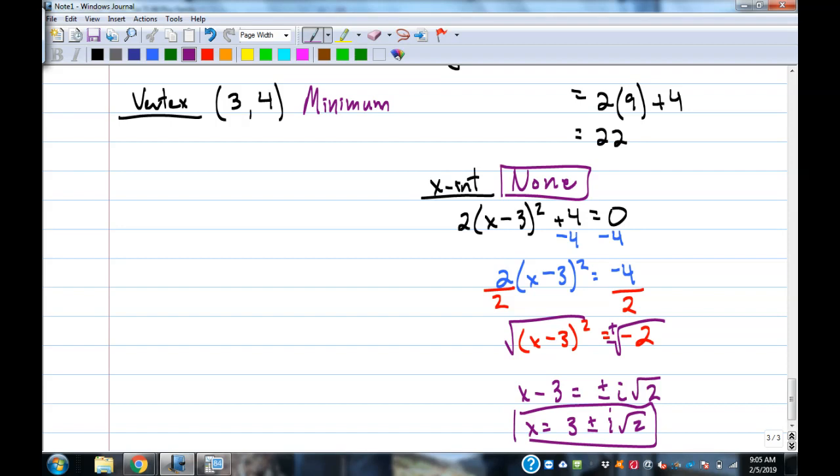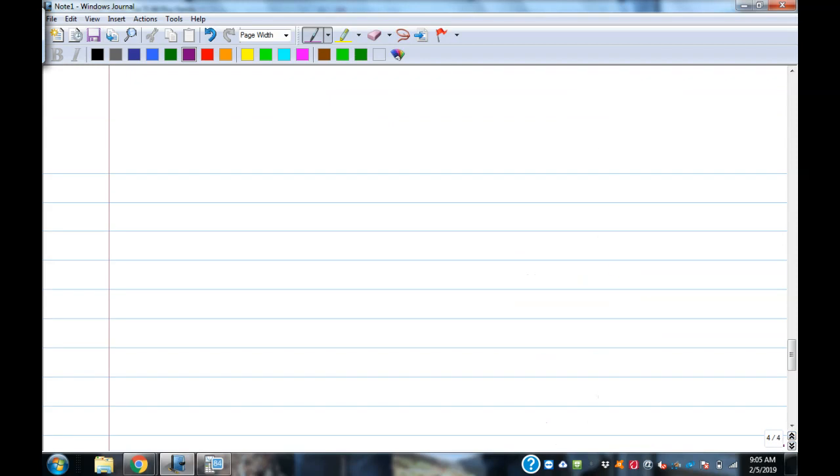Okay. So vertex form. Seen it before. I mean, we've done as much with it as we have standard form. Last form, intercept form.